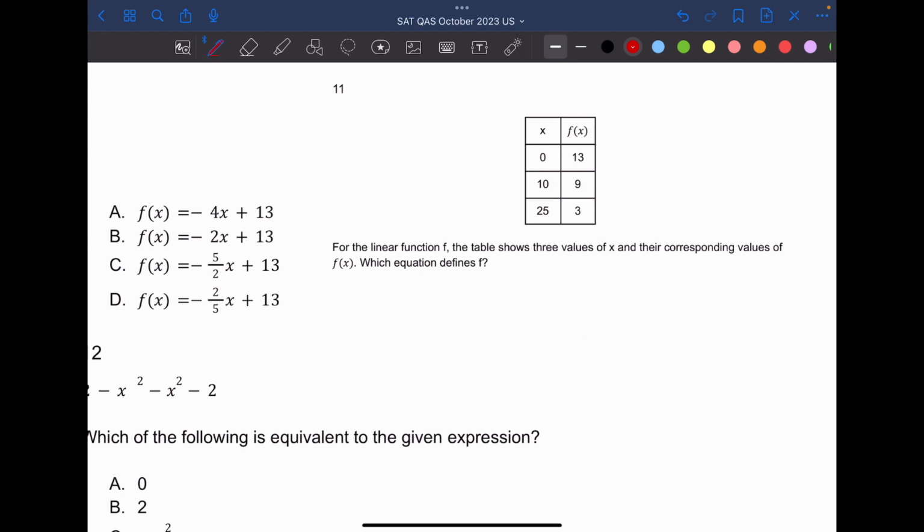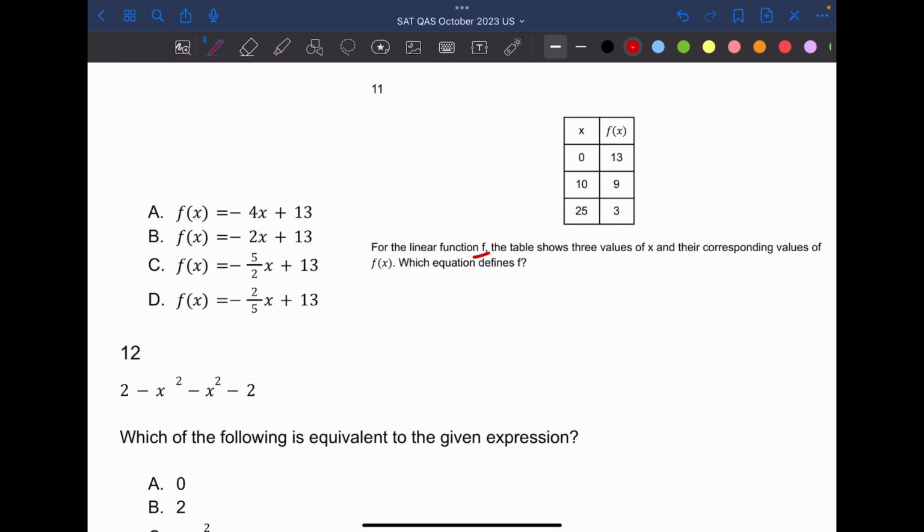Okay, question number 11. It says for the linear function f, the table shows 3 values of x and their corresponding values of f of x. Which equation defines it? Okay, so for this question, we gotta test out all the points and see what we get. Okay, so first, let's test point number 1. In this case, it's 0, 13, which tells us that if you plug in 0 into the function, you are gonna get a y value of 13. Okay, so let's try that.